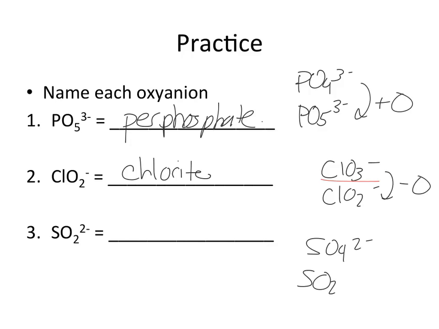And the last one looks very similar to our sulfate polyatomic ion. So we go SO4 2-, and right now it's SO2 2-. To get here, we've actually removed 2 oxygens. So we start off with sulfate. If we go to SO3 2-, it would be sulfite. But again, we've removed 1 more oxygen. So in this case, it's going to be hyposulfite.